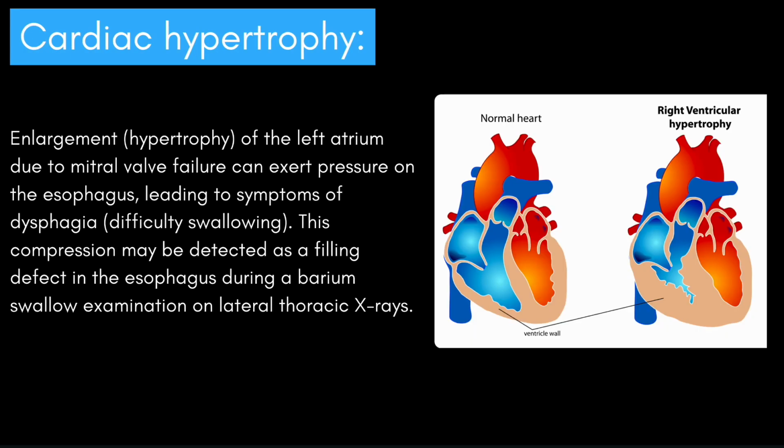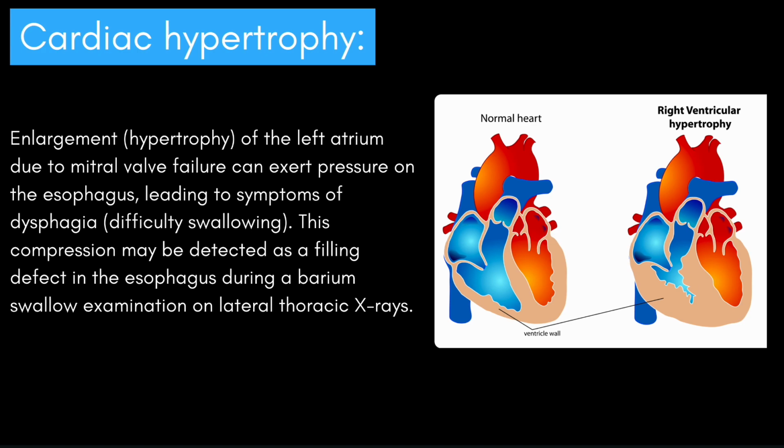Next, I'd like to talk about cardiac hypertrophy. Enlargement, also known as hypertrophy, of the left atrium due to mitral valve failure can exert pressure on the esophagus, leading to symptoms of dysphagia, difficulty swallowing. This compression may be detected as a filling defect in the esophagus during a barium swallow examination on lateral thoracic x-rays. As you can see, we have a normal heart on the picture on the right, and then we have a heart undergoing right ventricular hypertrophy as well. And you can see the differences in the ventricle wall. The one undergoing hypertrophy seems to have a larger ventricle wall compared to the one on the left.